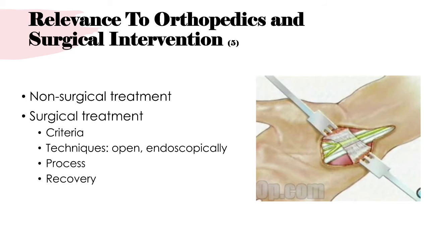Carpal tunnel release surgery has 2 different techniques that it can be performed: open surgery or endoscopically. On the screen, you can see an open surgery technique. During open surgery, the doctor will make an incision that is approximately 2 inches long that runs from the patient's wrist to palm. During endoscopic surgery, the doctor will make 2 small incisions and will utilize a camera to perform the surgery.